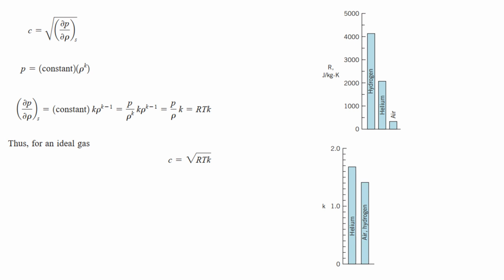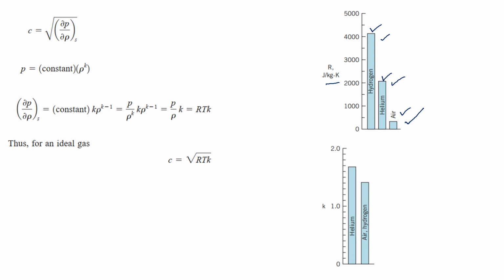And if we look at these two graphs here, the universal gas constant is greater for hydrogen and it is greater for helium, and air has the smaller value of R when compared to helium and hydrogen. So what does it tell us? It tells us that the speed of sound in hydrogen will be greater than the speed of sound in helium, and the speed of sound in helium will be greater than the speed of sound in air, because of the higher values of R that these two gases have.